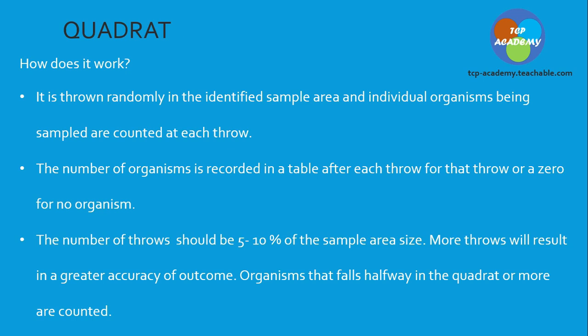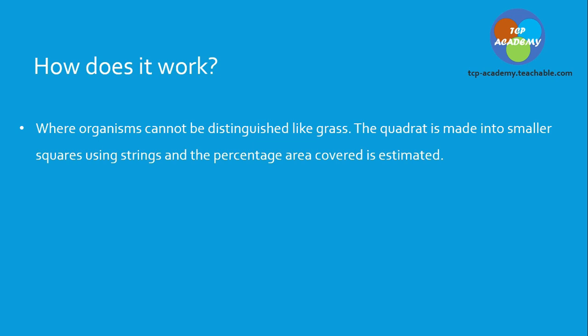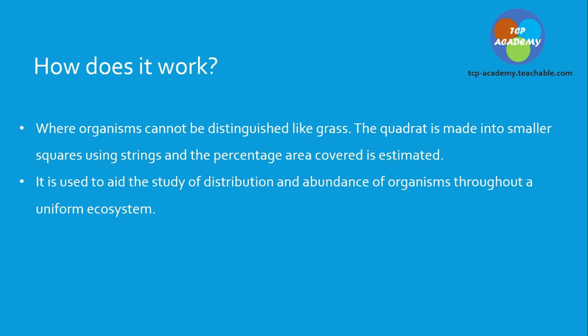Organisms that fall halfway in the quadrat or more are counted. So if it's less than halfway, you're not going to be counting that organism. Where organisms cannot be distinguished, like grass growing pretty much like a mat, the quadrat is made into smaller squares using string, and the percentage area covered is estimated. It's very important to note this bit because when we can't do a count, we look at species cover, and this is the approach we're going to be using to obtain the result.